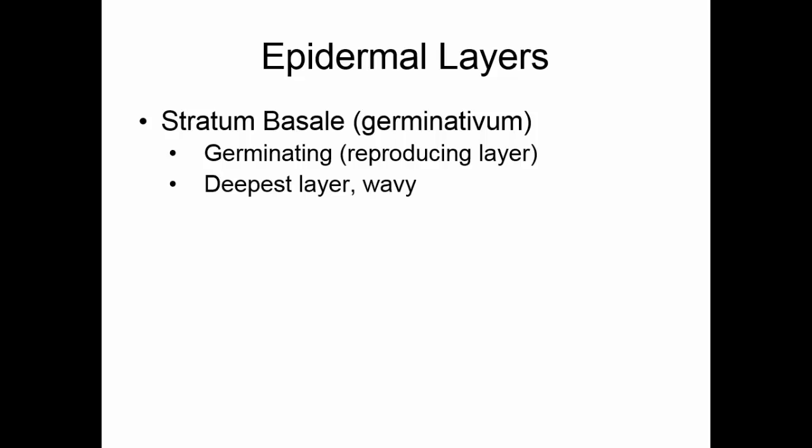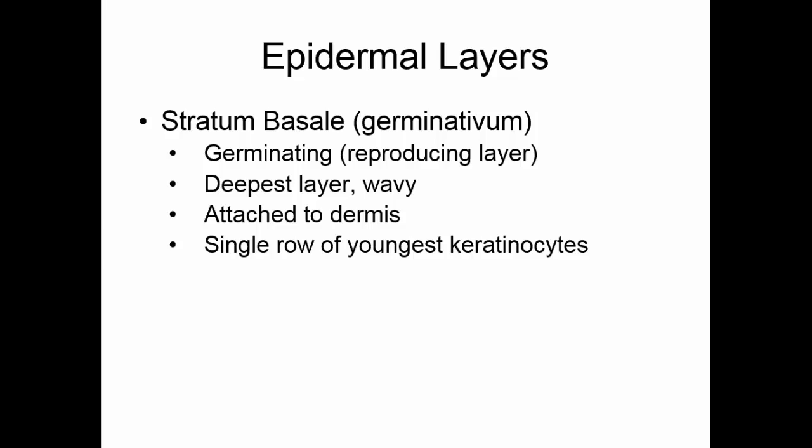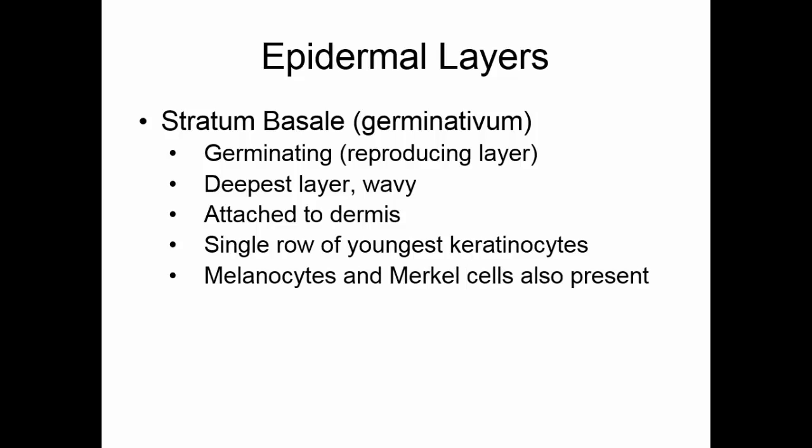The stratum basale, or stratum germinativum, is where we have the germinating cells. This is the reproducing layer. This is the deepest layer, and when you look at it on a slide, it looks kind of wavy. This layer is firmly attached to the dermis and gets plenty of nutrition from the dermis, so these cells can divide. There is a single row of the youngest keratinocytes there, and interspersed among them will be the melanocytes and the Merkel cells. This row undergoes rapid cell division.